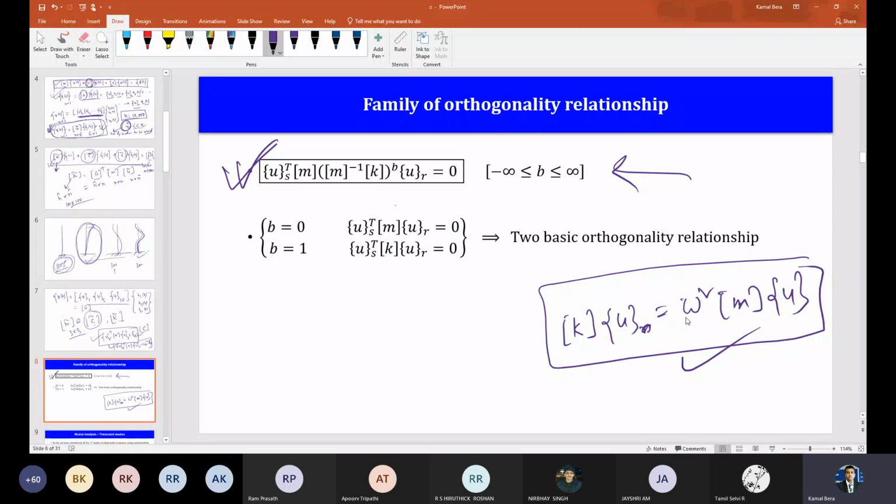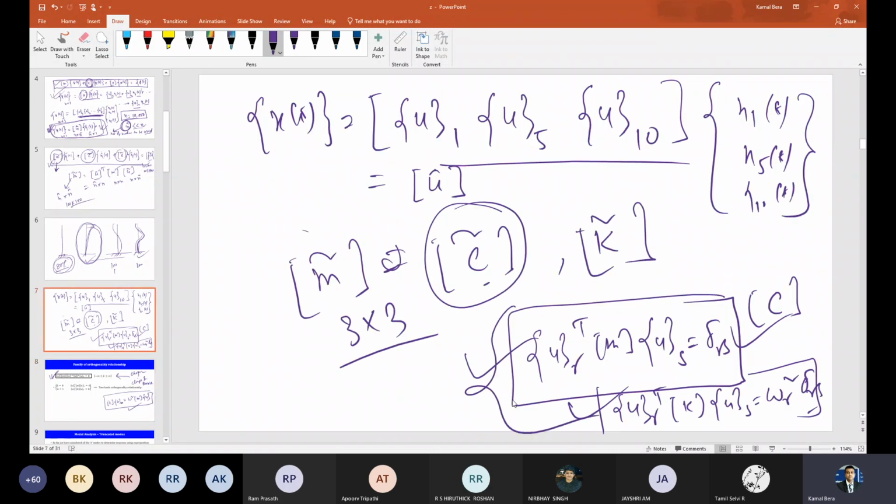So you can try that by yourself, or if you fail, then please refer to the book of Chopra, or Clough and Penzien is also there. But that is not part of your syllabus. Just for the sake of information, I am trying to say that there is a family of orthogonality relationships available, not just these two sets. These are some special sets.